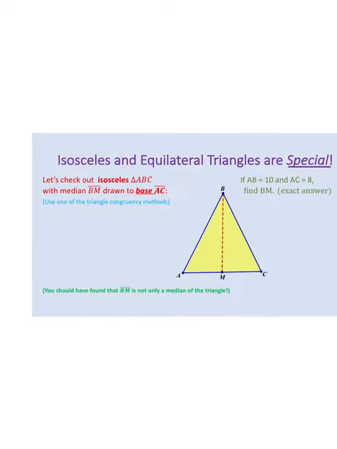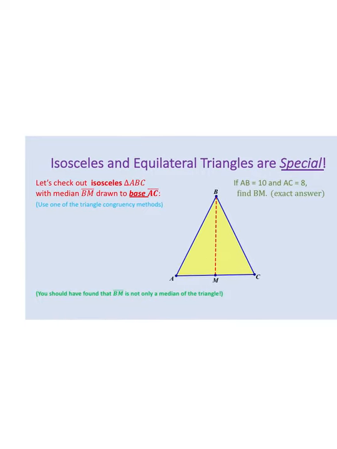So if I know that this is an isosceles triangle, I know then that AB is equal to BC because they told me the base is AC, which would mean AB and CB are the legs. And we've learned that the legs of an isosceles triangle are congruent. So now AB is 10 and AC, this entire side here, is 8. We want to find the length of BM. Okay.